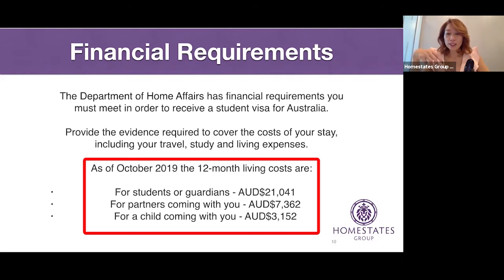So as you can understand here, why do they come up with all these numbers, and what do living expenses actually cover? We're going to go through that. But on this point, I just want to mention, with the guardian visa.